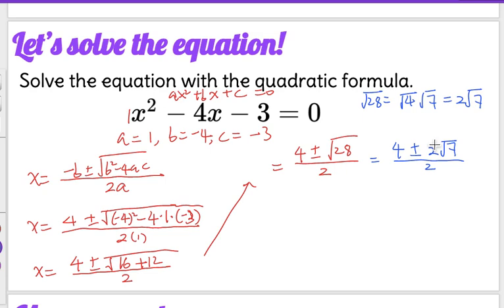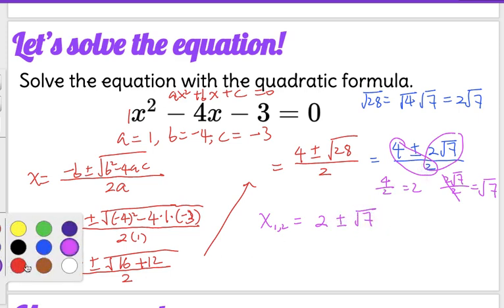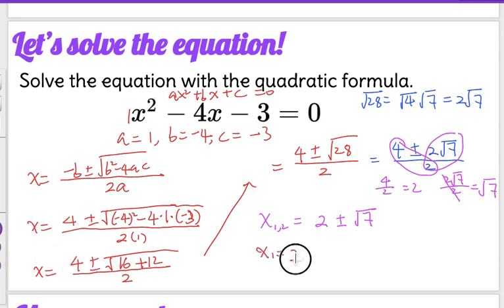Now, we're going to simplify the answer. How do we do that? I'm going to separate these two parts. 4 divided by 2, and also this one is going to be divided by 2. So 4 divided by 2 is 2, and 2 radical 7 divided by 2 cancels, so it's square root 7. So how do I write down the final answer? The 2 solutions are going to be 2, because 4 divided by 2 is 2, plus or minus square root 7. In other words, the 2 solutions are 2 plus radical 7 and 2 minus radical 7. Okay, that's how we solve this one.